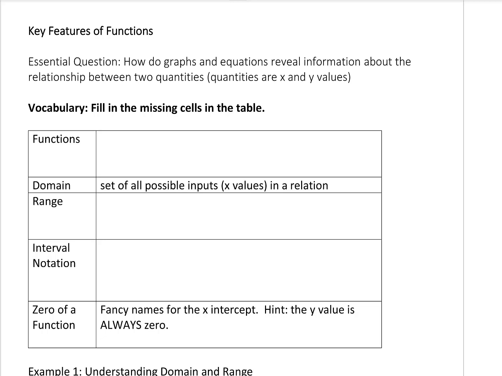So it's a type of relationship. And so what that means when I say it's a type of relationship, well, in math we use type of relation. So we're talking about a relationship between x's and y's. Specifically, it means that for every x value, there can only be one unique y value.